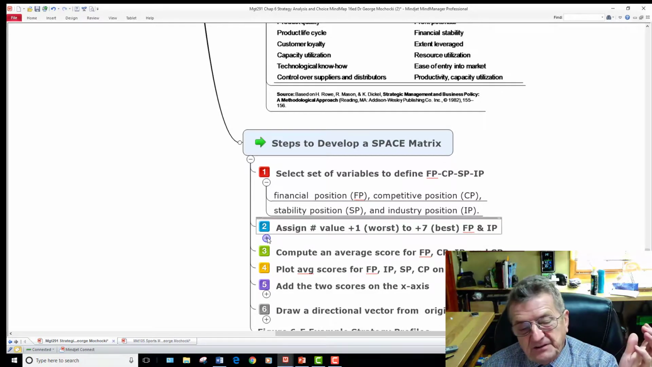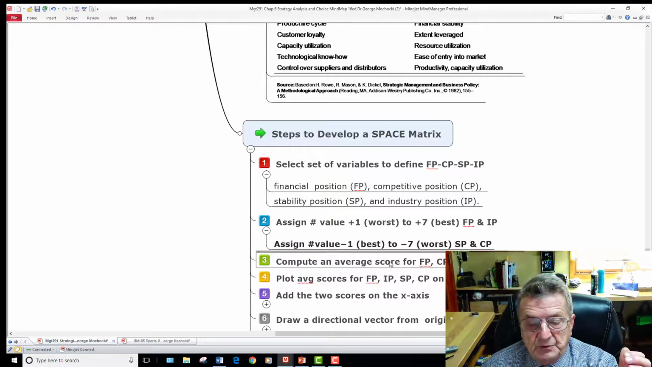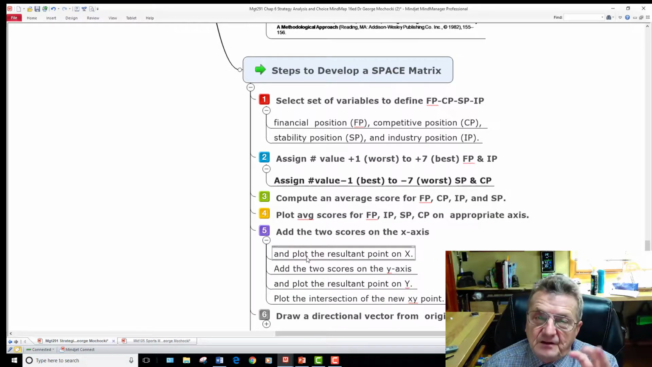Okay, now you assign a value. Just to tell you how to do it, assign a value from one to best. You're looking at a scale, and the next step, you compute. Then you compute the average score, and then you plot it, and then you add the 2 scores on the axis.